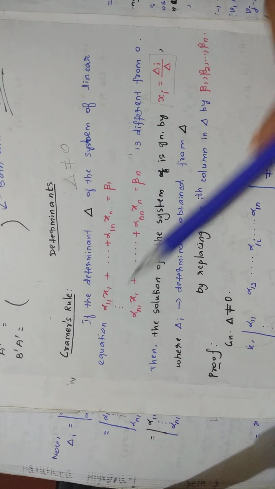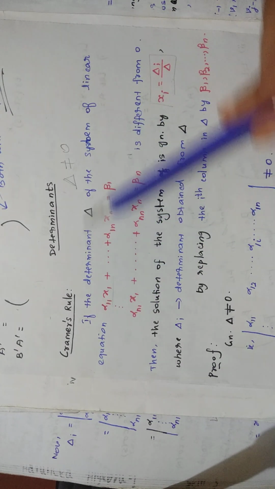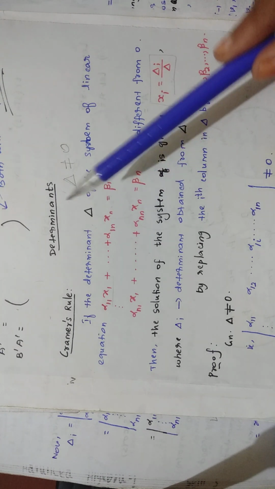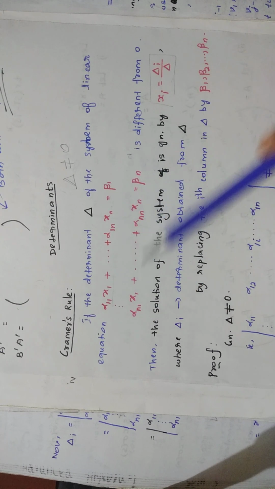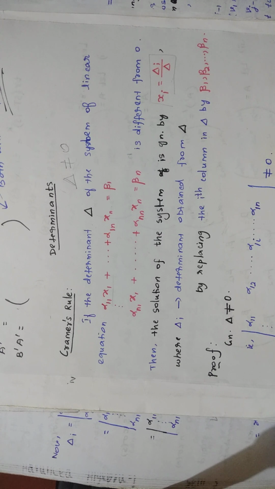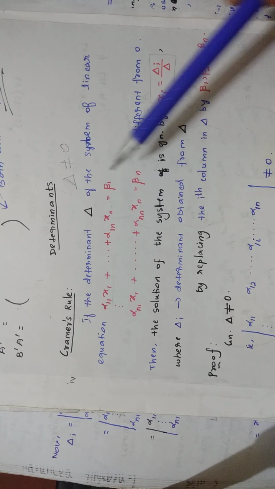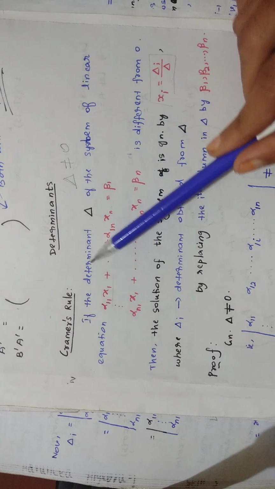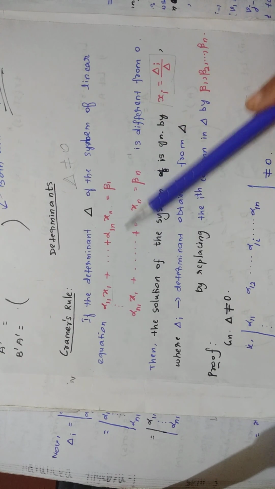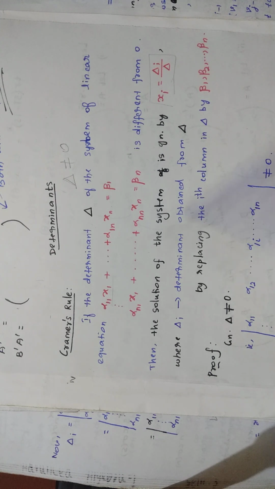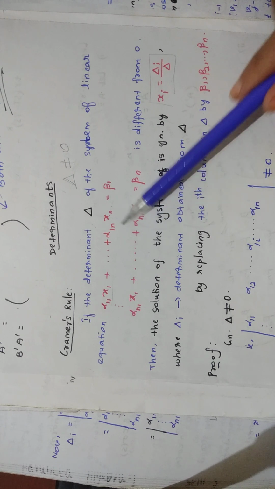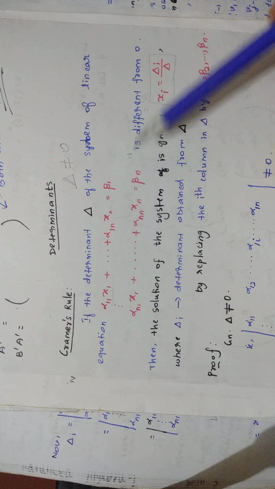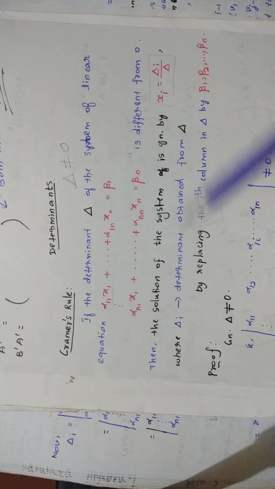Can you see that? Let me read that. If the determinant, denoted with this symbol, of the system of linear equations, also given here, so you call it a system of linear equations, is different from 0. It means the determinant value you will write using these linear equations is not equal to 0. That is what this sentence says.